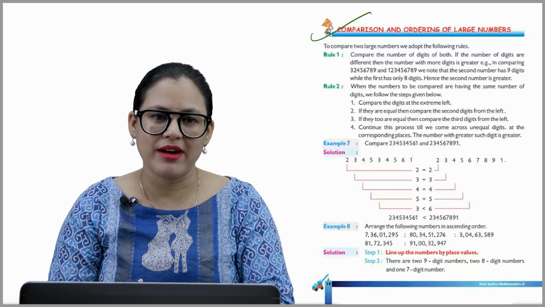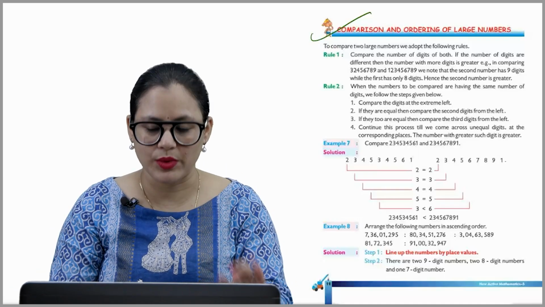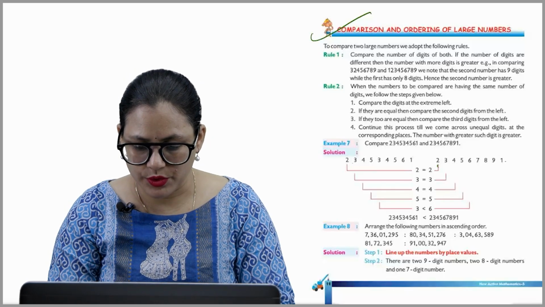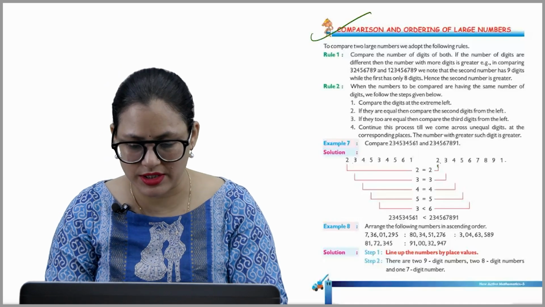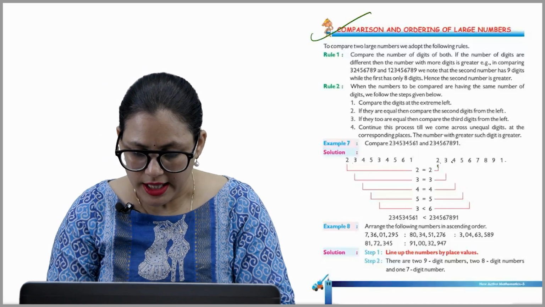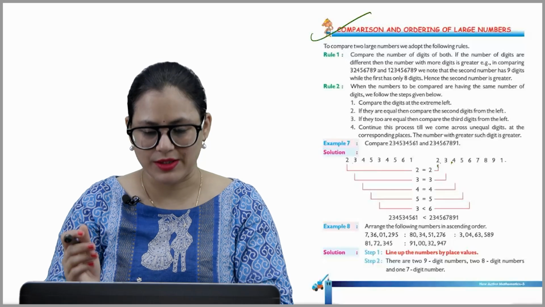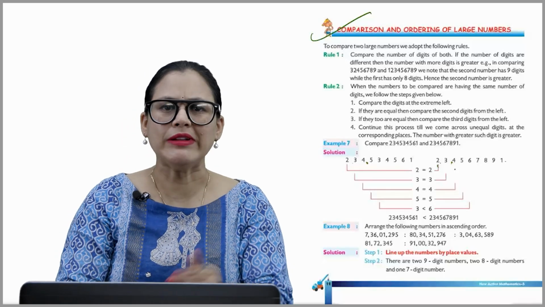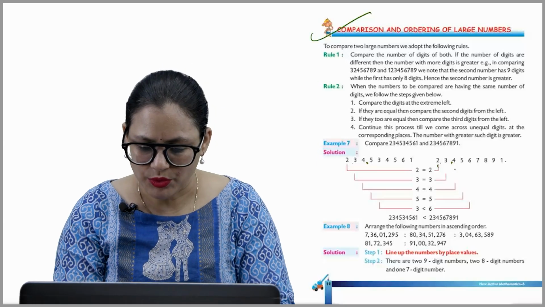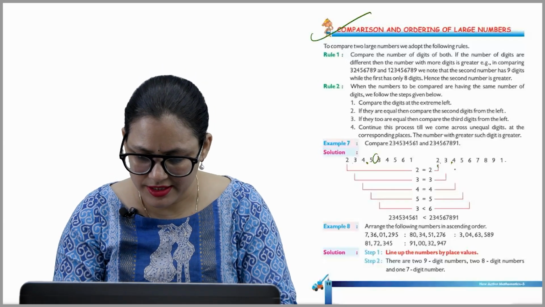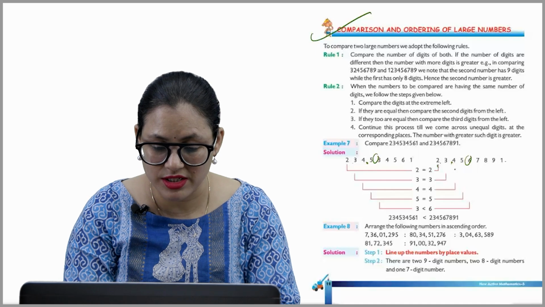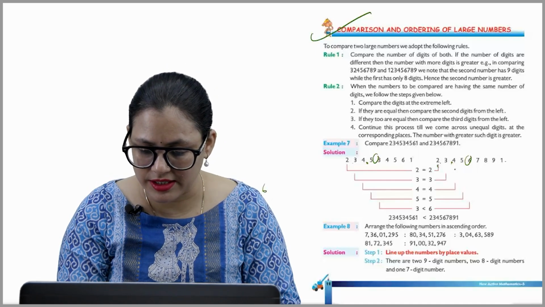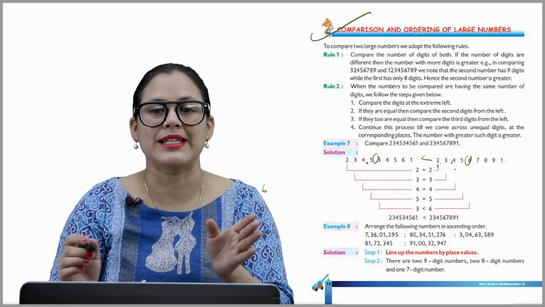So first we will compare the extreme left digit, which is 2. Here also 2, so we move to the next digit. Here it is 3, here also 3, then we move to the next place, which is 4, and here also 4. Then we move to the next place. Here the digit is 5, here also 5. Then what next? We continue the process. Next, here is 3 and here 6. Which one is greater, 3 or 6? Obviously 6 is greater. So this number is greater than this number, or you can say this number is lesser than this number.